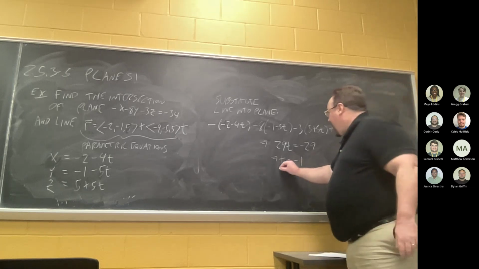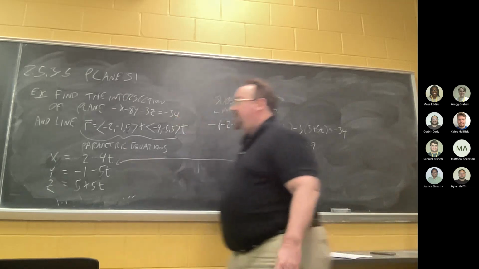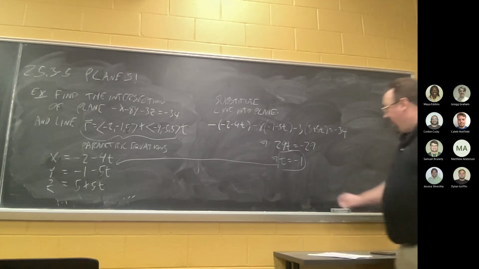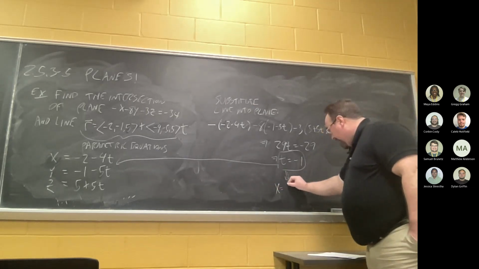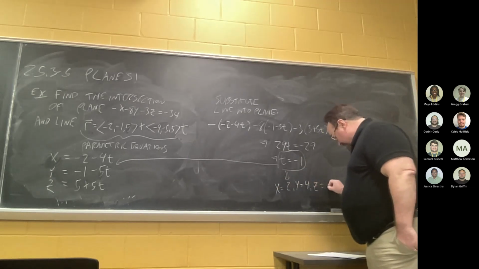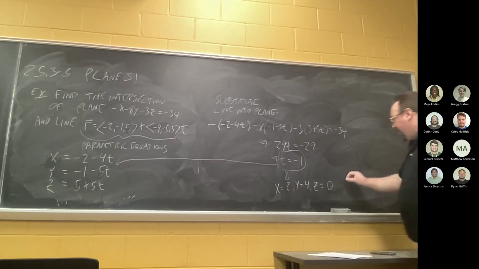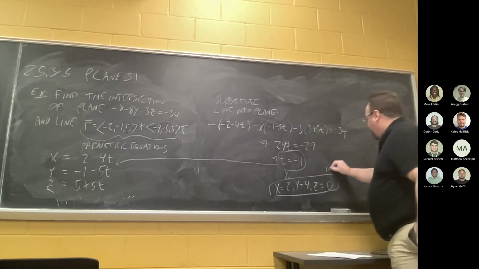So now you take this parameter value and you substitute it into the 3 parametric equations. And you get x is equal to 2, y is equal to 4, z is equal to 0. So this is the final answer. The intersection point.